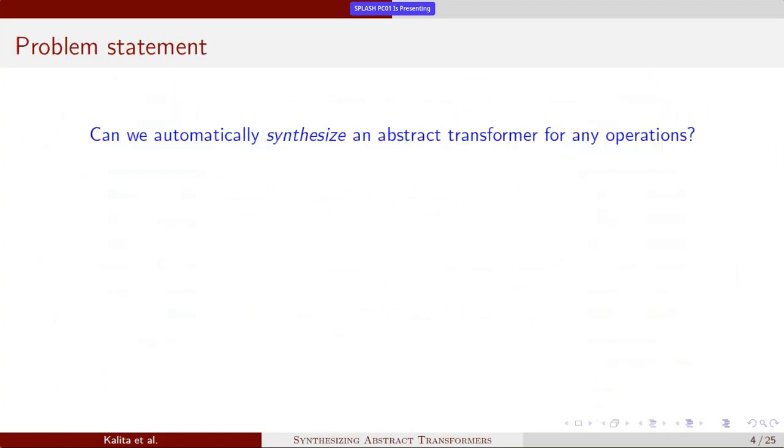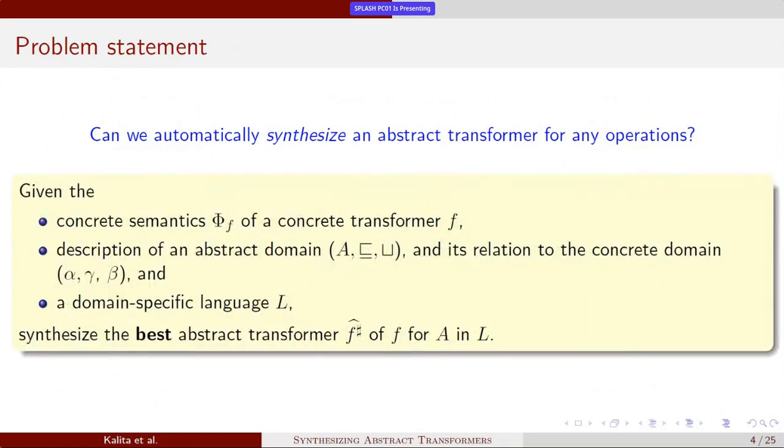So let's state our problem. Can we automatically synthesize this abstract transformer for any operation? Formally, given the concrete semantics of the concrete transformer F in the concrete domain, a description of the abstract domain and its relation with the concrete domain, and a domain-specific language L, since it's synthesis, you need to have that L, can we synthesize the best abstract transformer F sharp hat of function F for an abstract domain A in the given language L?